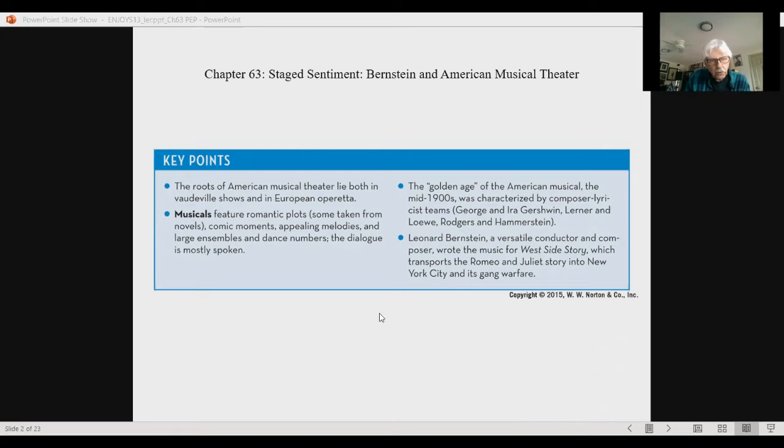What were vaudeville shows? Vaudeville shows developed out of the minstrel shows. I think we talked about them earlier in the semester. And vaudeville was a huge industry before radio and TV. It was entertainment, it was comedy. A typical show would be 2 or 3 hours long, and at the theater, they might put the show on 2 or 3 times during the day.